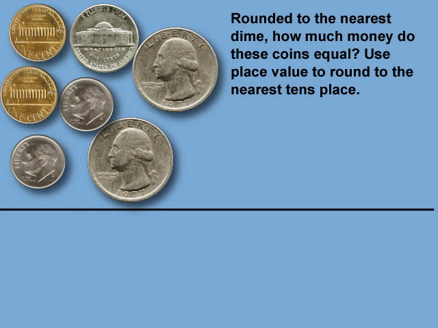Rounded to the nearest dime, how much money do these coins equal? Use place value to round to the nearest tens place. First, since we are asked to round to the nearest tens place, we will be counting these coins as whole numbers, not as decimals. So we arrange the numerical information presented in a table that is arranged by place value.